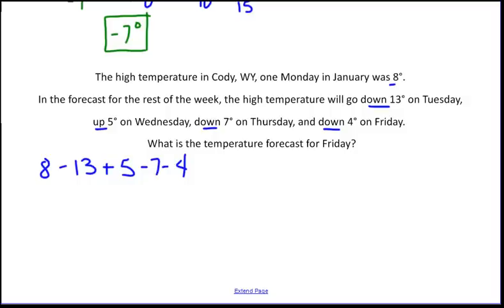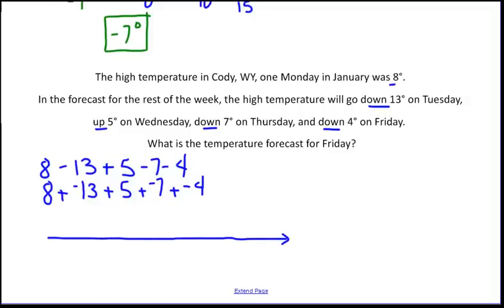Let's go ahead and change all of our subtraction to adding the opposite. I will have 8 plus the opposite of 13, which is a negative 13. I do nothing with adding 5. Instead of subtracting 7, I will add a negative 7. And instead of subtracting 4, I will add a negative 4. Once again, let's take the number line approach.